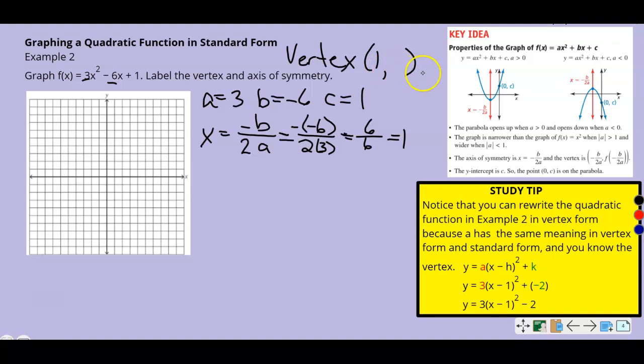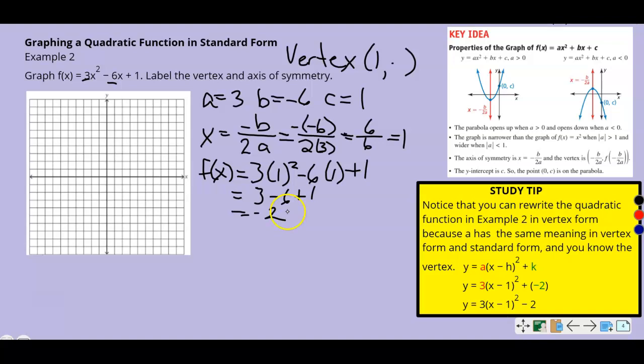Now, how do we find the y value? Well, we take that number and plug it into our function. So plug 1 in right here. You can always find y by plugging x in. So f of x equals 3 times 1 squared minus 6 times 1 plus 1. 1 squared is 1, 1 times 3 is 3. This is negative 6 plus 1. So that would be negative 3. Negative 3 plus 1 is negative 2. So negative 2 is the y value of our vertex.